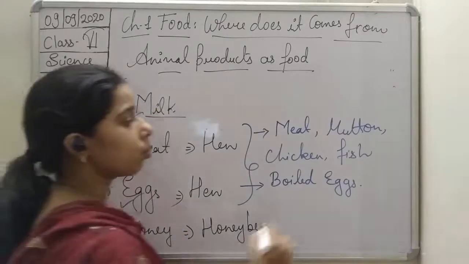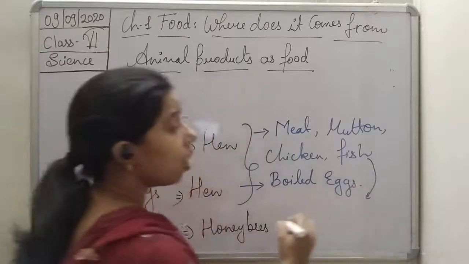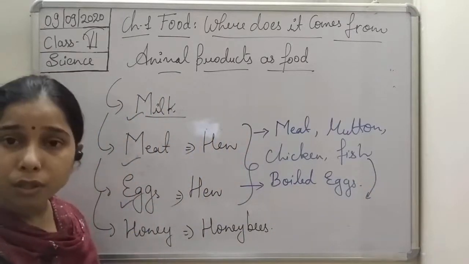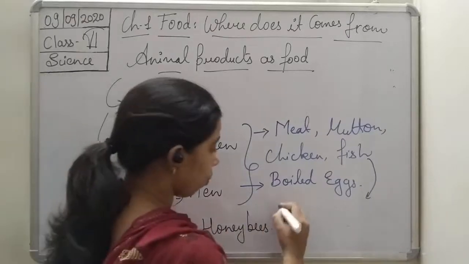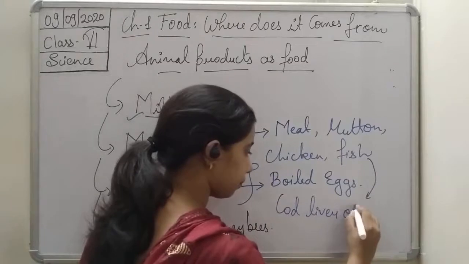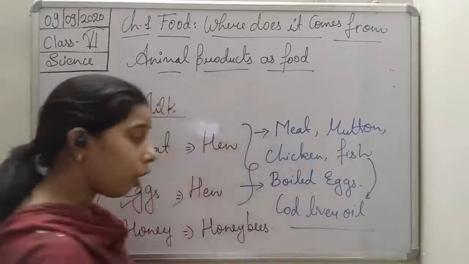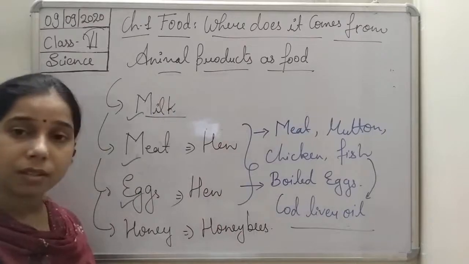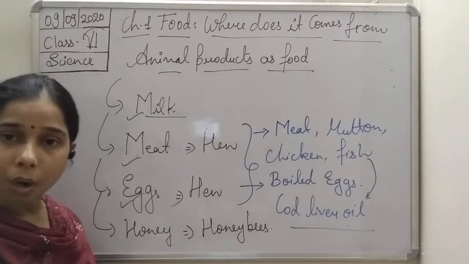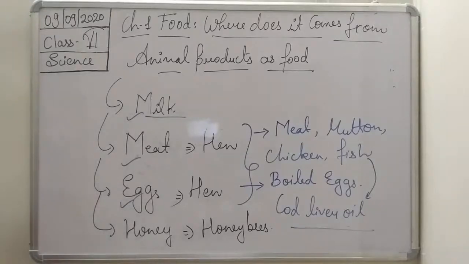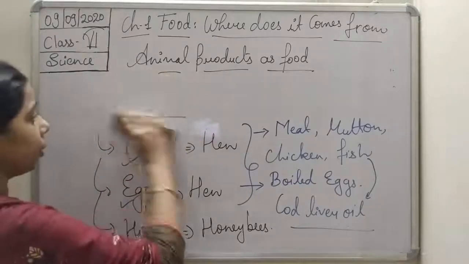Now you see here, students, if we talk about the fish, fish also provides a kind of oil to us, and that is known as cod liver oil. So we obtain this oil from the fish itself, known as cod liver oil. So these are the animal products that we get from different kinds of animals.